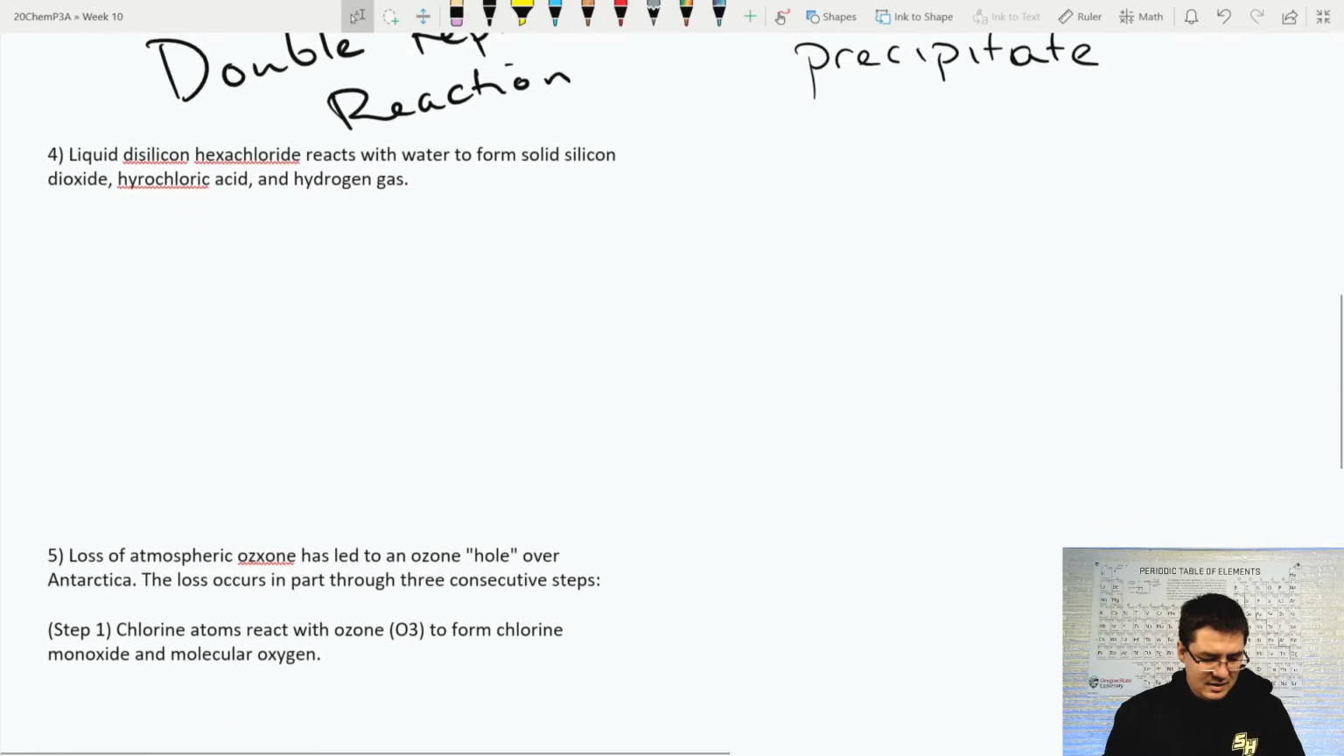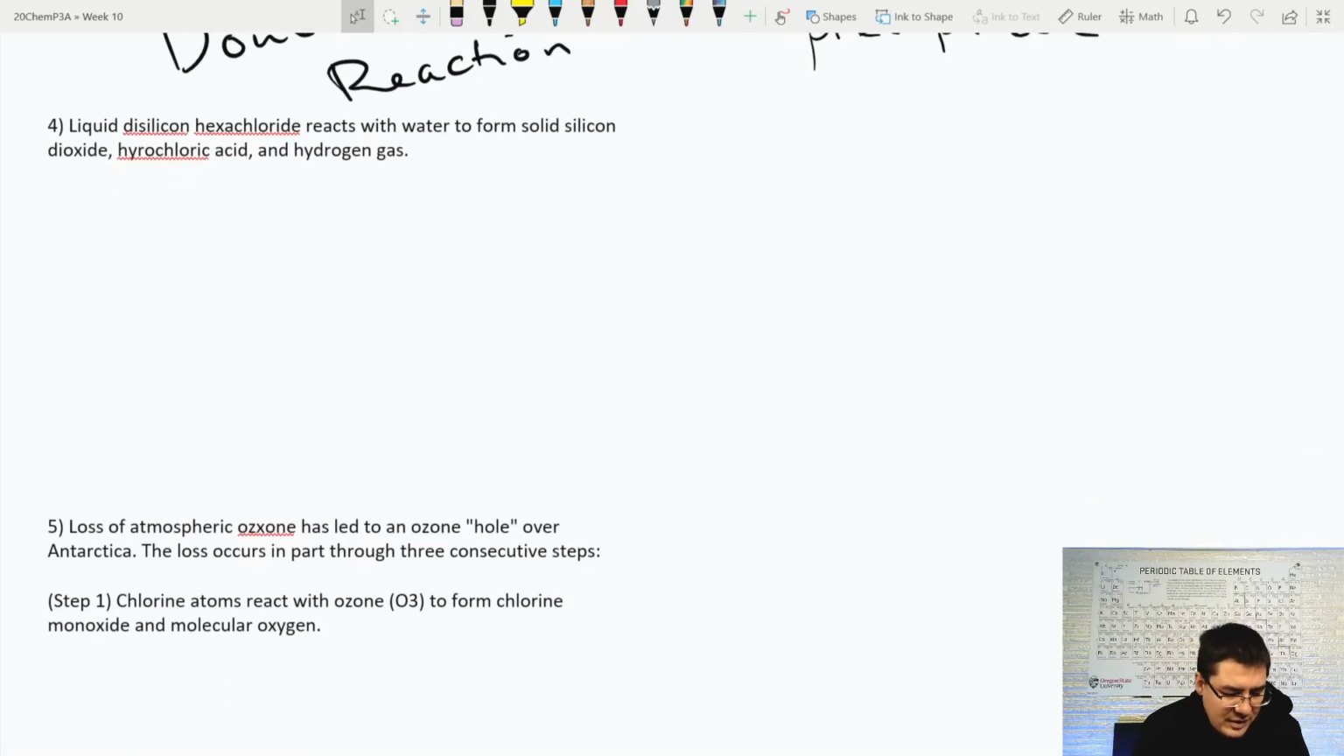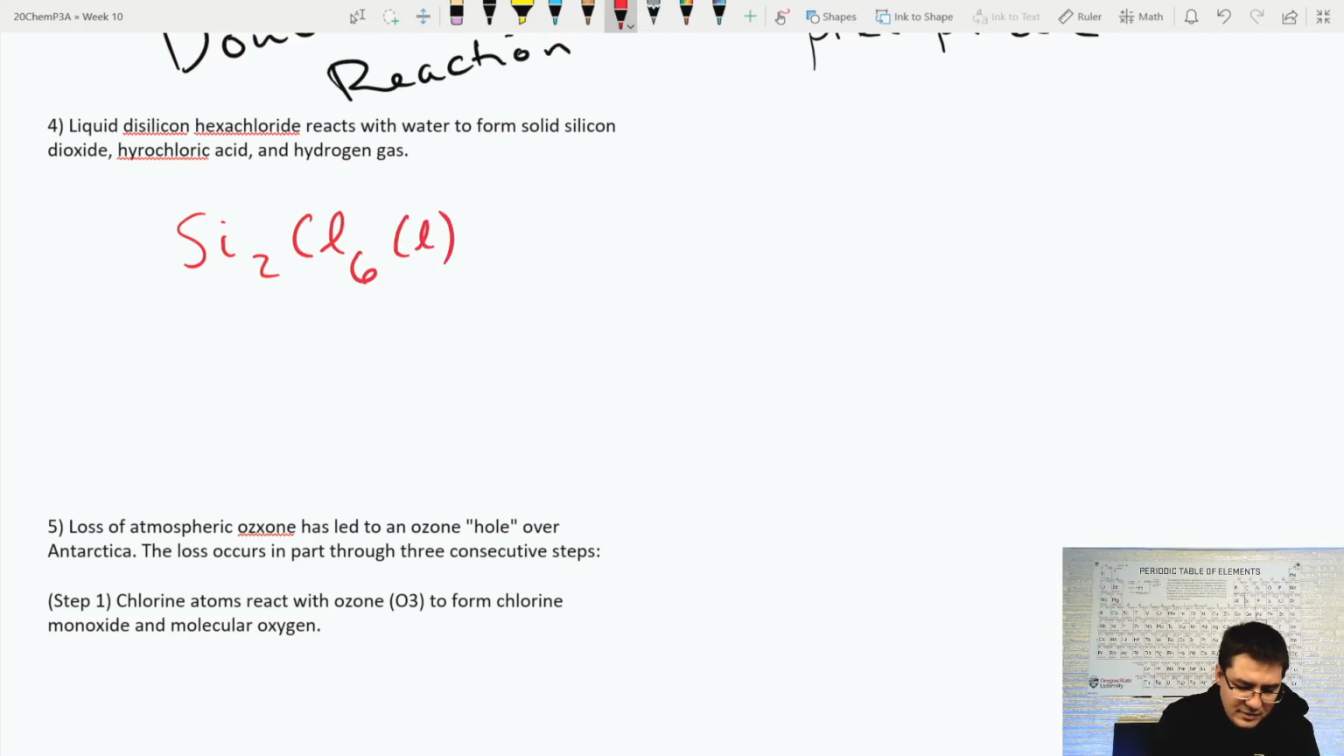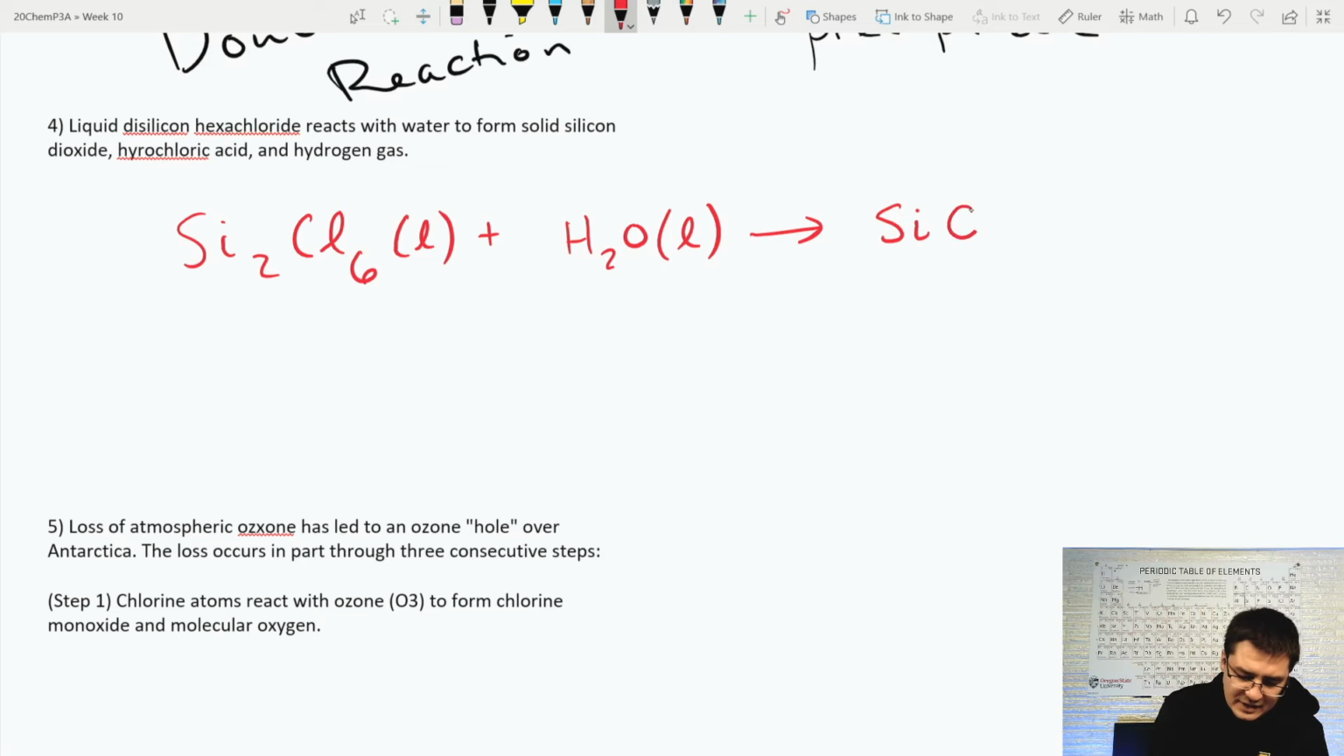Okay. Number 4, liquid disilicon hexachloride reacts with water. I'm going to assume liquid because it doesn't say water vapor or anything, to form solid silicon dioxide. Silicon dioxide. And again, I'm not balancing any of those charges. Silicon, oxygen, and chlorine are all nonmetals, so these are all covalent compounds. Silicon dioxide, and it says solid.